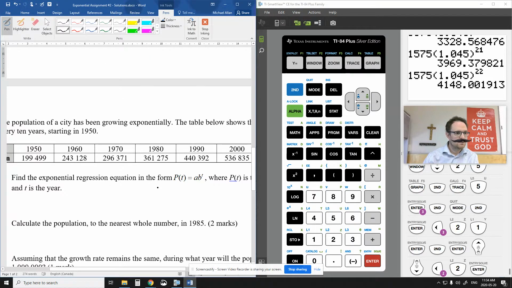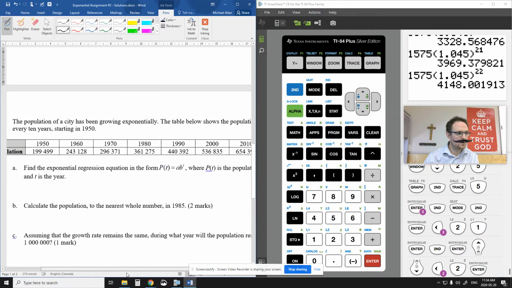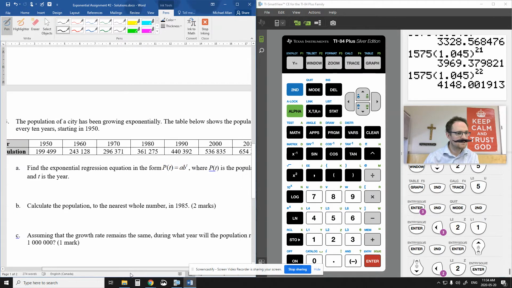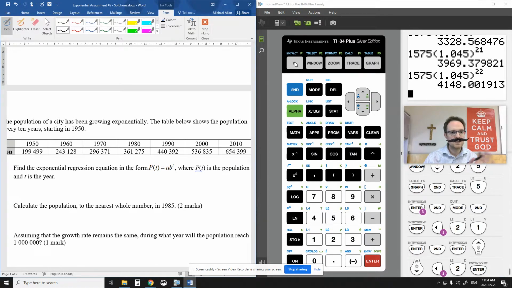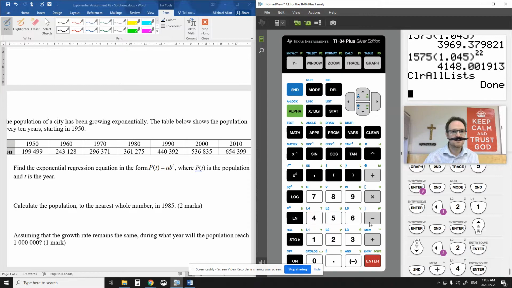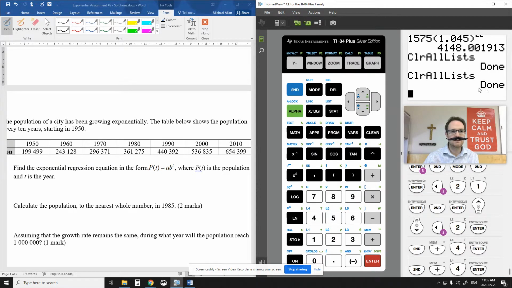Okay. Here we're going to do an exponential regression. Just find the equation every 10 years. It doesn't specify anything about changing those numbers. I'm going to leave the numbers the way they are because it makes it easier to just type in 1985. Okay, so I'm going to clear out my list first because I know I have some previous regressions in there. So I'm going to go second mem, number 4, clear all this. Hit enter again so you get done.